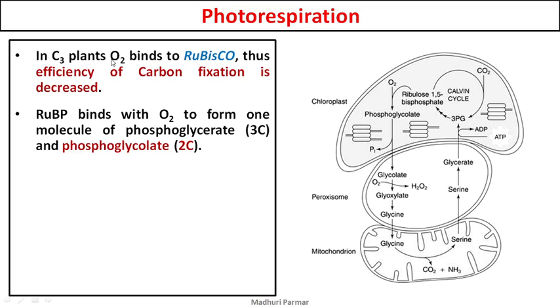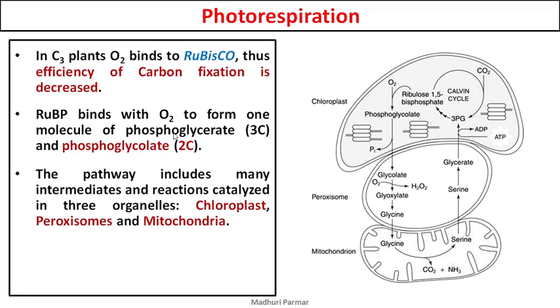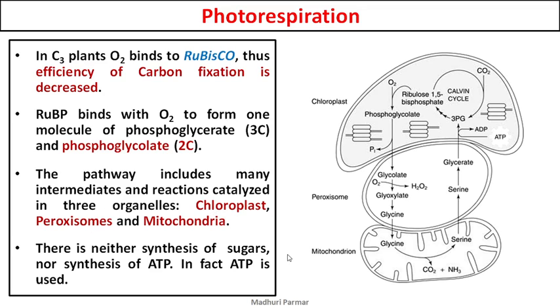Just remember this much. Here the oxygen binds to the RUBP, and with the help of Rubisco it gets converted into one molecule of 3-phosphoglycerate and one molecule of 2-phosphoglycolate. The pathway includes many intermediates and reactions catalyzed by 3 organelles. Remember this also: chloroplast, peroxisome and mitochondria.